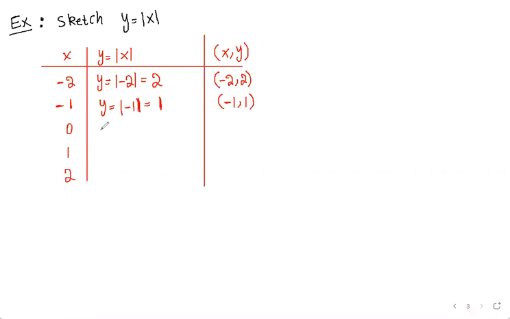What about 0? What is the absolute value of 0? 0, yes. So here y equals the absolute value of 0, which is equal to 0. So the point is 0, 0. For 1, what's the absolute value of 1? It is 1. So the point here is 1, 1, and for 2, 2, 2. So here 2, 2.